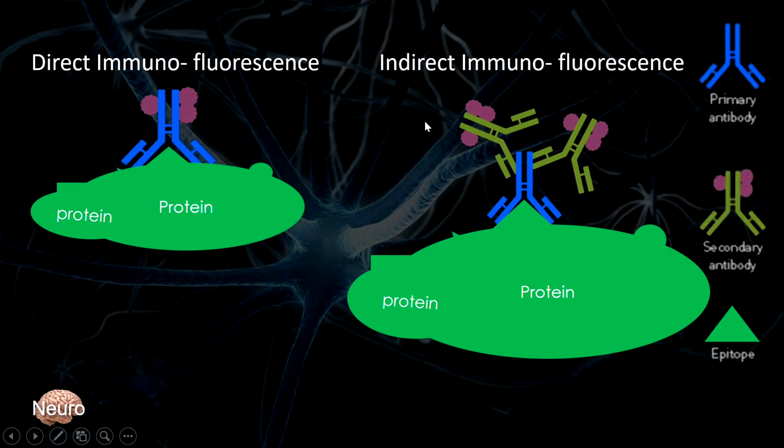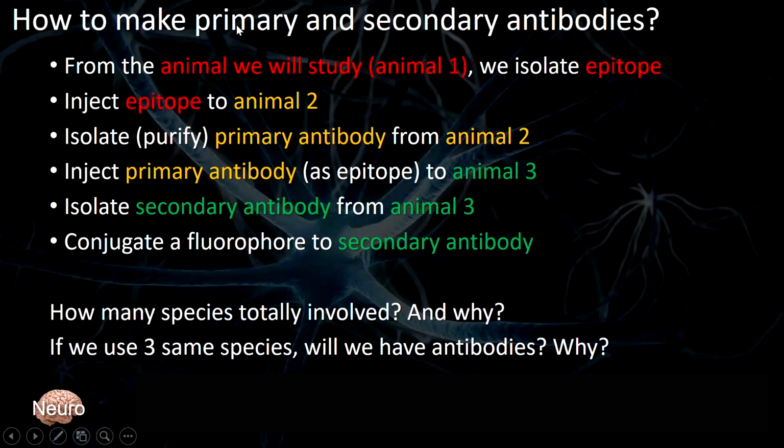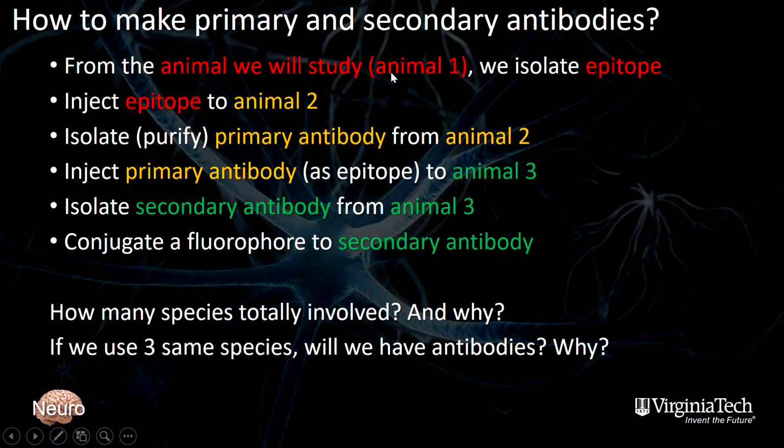Okay, let's talk about where we get these antibodies for this indirect immunofluorescence, because we're going to use this technique in our lab. You already know that these fluorophores are chemically synthesized. And where do we get these antibodies? To make primary and secondary antibodies, we need animals to help us. There are 3 animals involved, and these 3 animals have to be 3 different species. And by injecting foreign objects into different animals, we can harvest different antibodies.